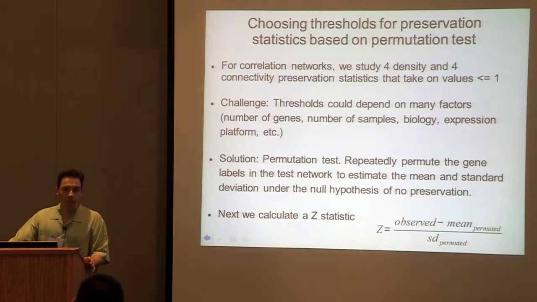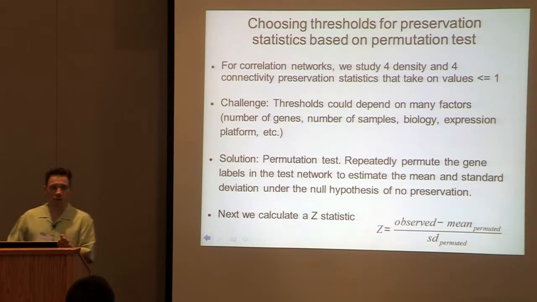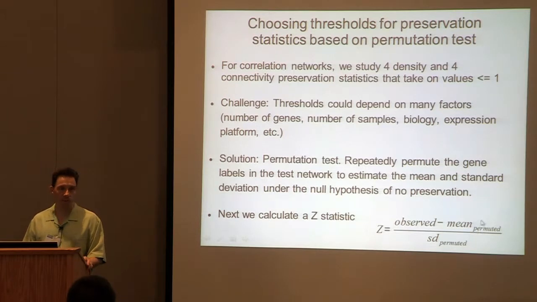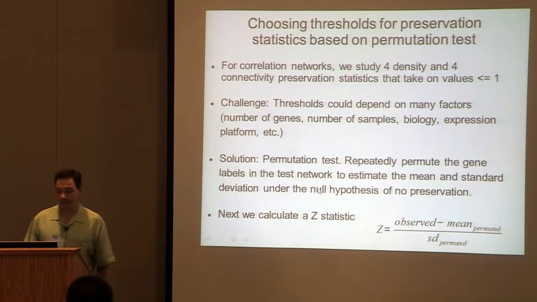And what does that accomplish? Well, this is the value of the module preservation statistic under the null hypothesis. You repeat that exercise 200 times, and you can then calculate a mean value of your module preservation statistic. Similarly, you can calculate a standard deviation. And so what we then do is we calculate a z-statistic for our module preservation statistic. We take the observed value minus the mean divided by the standard deviation.